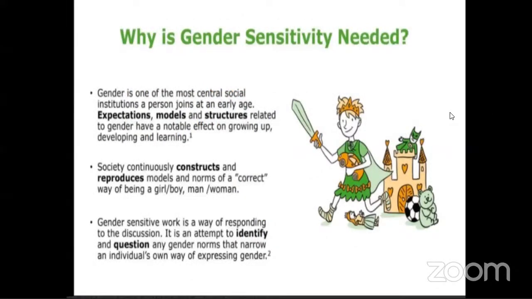Why is gender sensitivity needed? Gender is one of the central social institutions a person joins at an early age. Expectations, models and structures related to gender have a notable effect on growing up; these are the basic things put in your mind, and you tend to grow up with them. Sometimes you can take a really wrong learning from that. Society continuously constructs and reproduces models and norms of a correct way of being a girl or boy, man or woman, which are standards already set up in our mind that you should act like this and a woman should act like this, which is actually wrong.